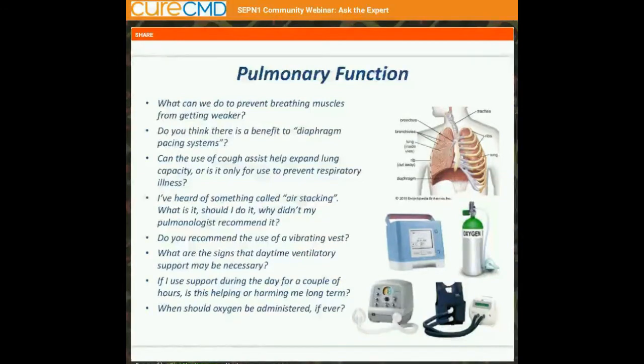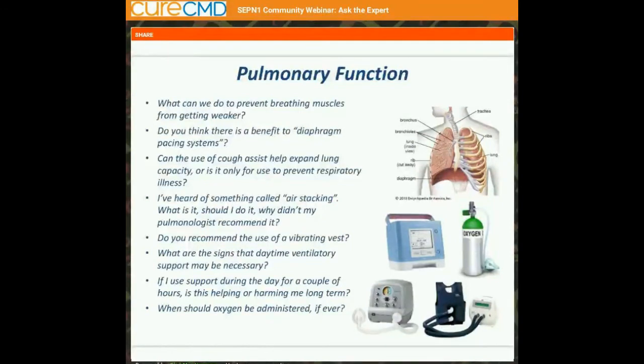And if there is no indication of respiratory insufficiency, in other words, you have a normal carbon dioxide level during the day, then there's really no need for ventilation. But if there is a need, then you definitely ought to have access to it. And the final question, which is a really good one, is should oxygen be administered, if ever?